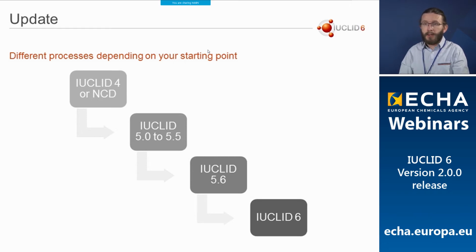But still, if you are in that case, we have some documentation on how to migrate from Euclid 4 or the new chemicals database. Then you can still have Euclid 5.0 to 5.5, and for this there is a specific update process. But it's more likely that you will have already Euclid 5.6 or Euclid 6 installed, and for this we have also an update process that is much easier.